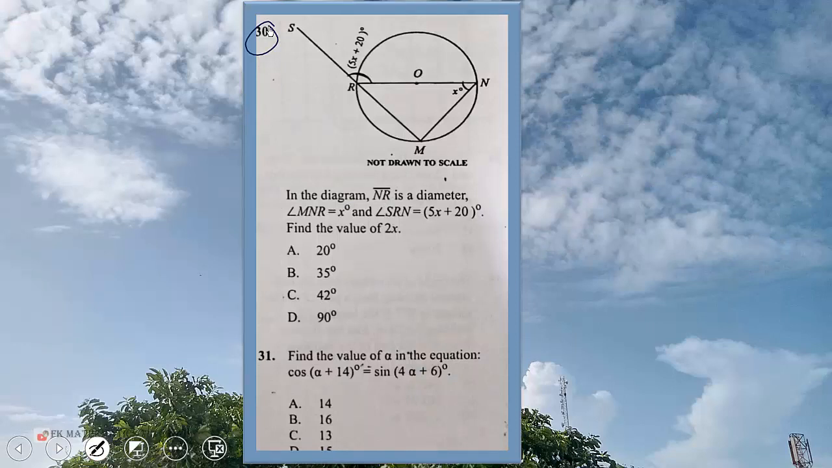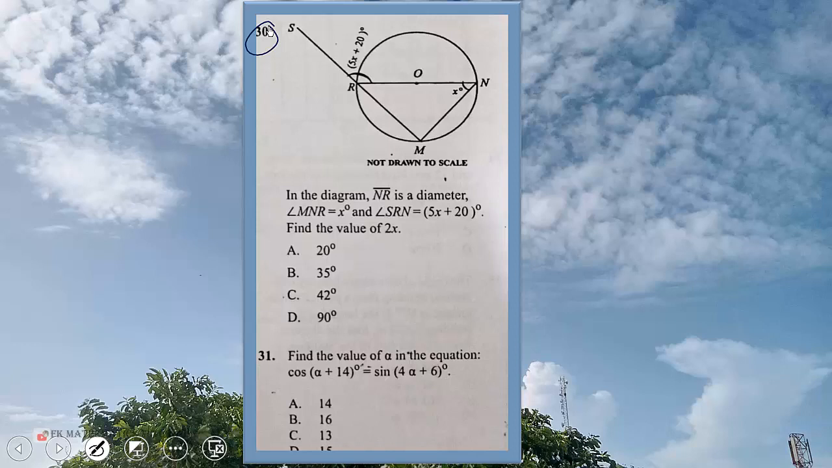In a diagram, line segment NR is a diameter. Angle MNR is equal to x degrees, and angle SRN is equal to 5x plus 20 degrees. Find the value of 2x.